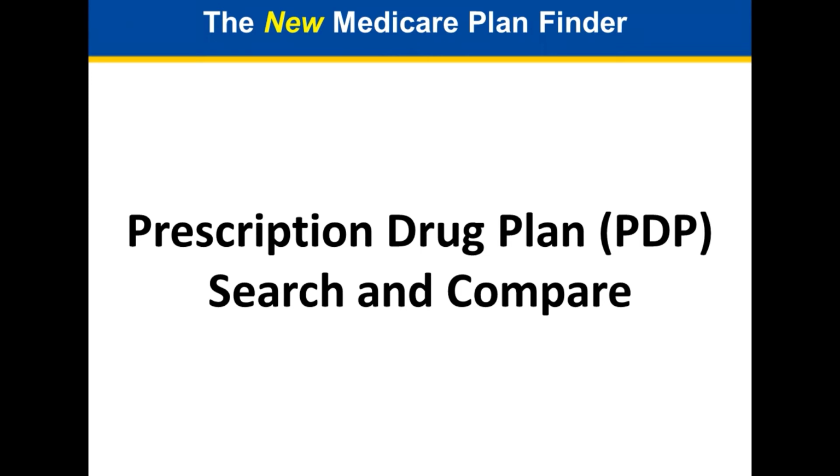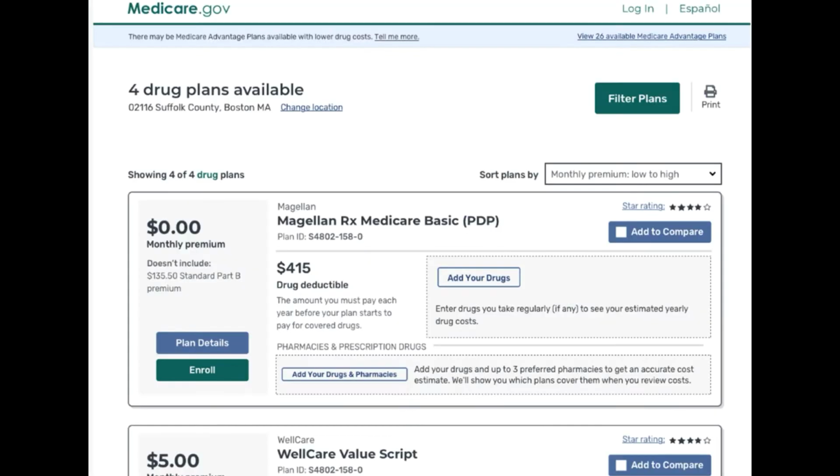Now let's take a quick look at the prescription drug plan search and compare screens. When you look at PDP results, you'll see there's a very similar look to the Medicare Advantage pages. Note that at the top of the page are links that will take you back to Medicare Advantage results instead, or a button that will help you explain the difference between a drug plan or a Medicare Advantage plan.